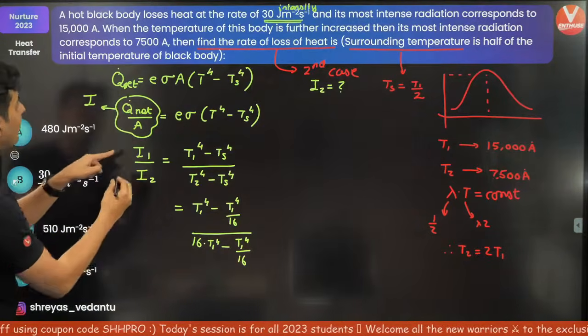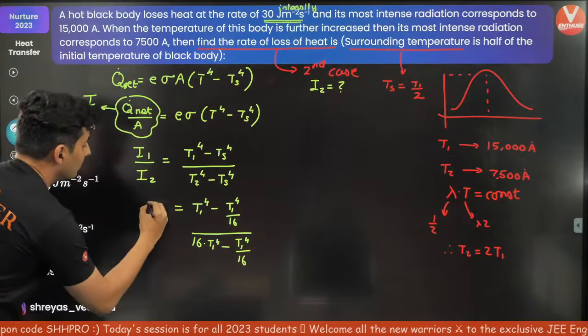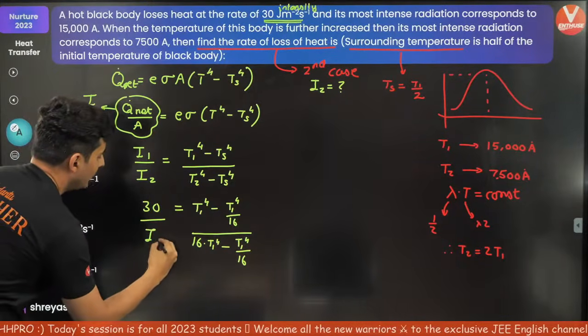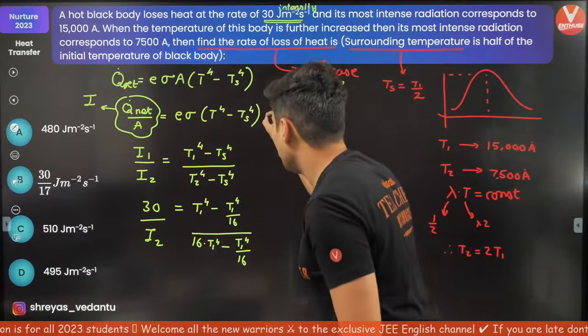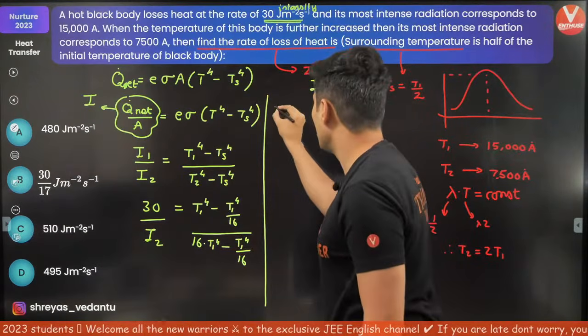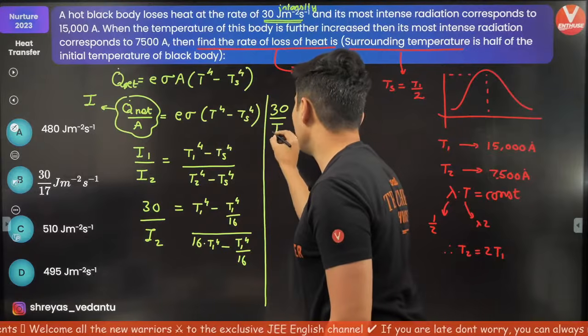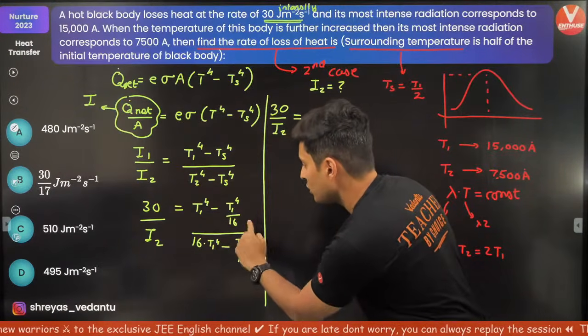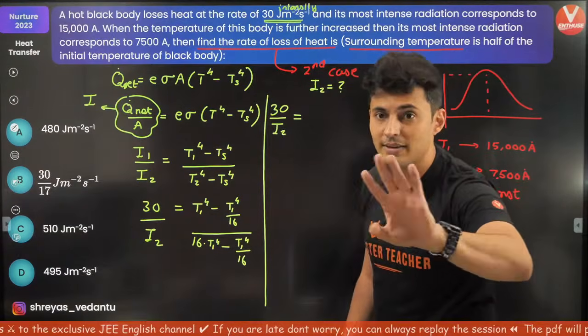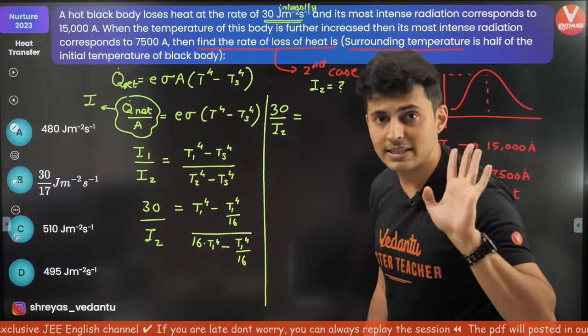And over here, what is I1? I1 is nothing but 30, divided by I2. Fair enough? Everybody clear till this point? Let's start solving this now. 30 by I2 as it is. Now T1 raised to 4 cancels out everywhere.